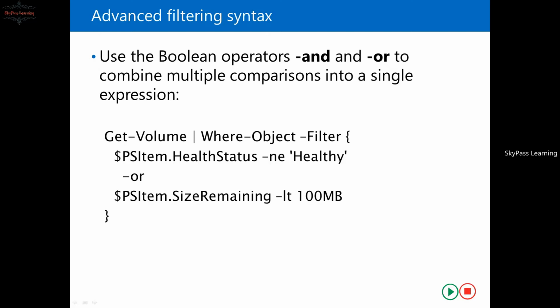Like I placed the two conditions here. You can see the health status is healthy and size remaining is less than 100 MB. Sorry, not equal to healthy, or size remaining is less than 100. So either one of the conditions is true, then it gives that true result. That is or, because I have used or. If I used and here, then mandatory both conditions must be satisfied or must be true. If either of the conditions is false, then the result will be false.